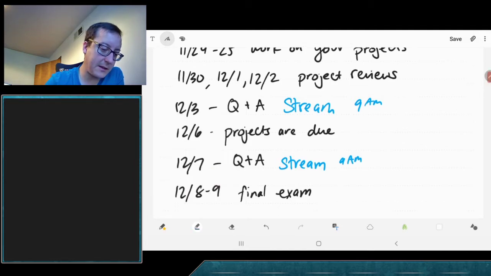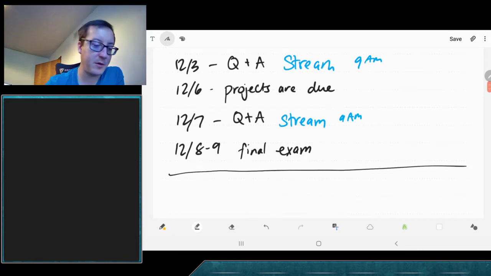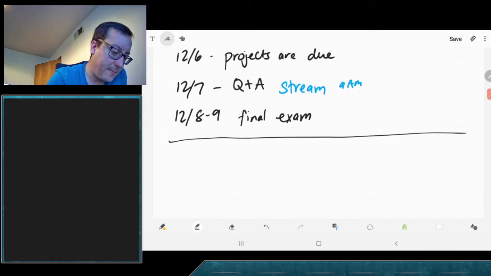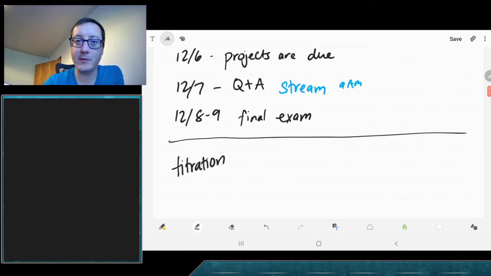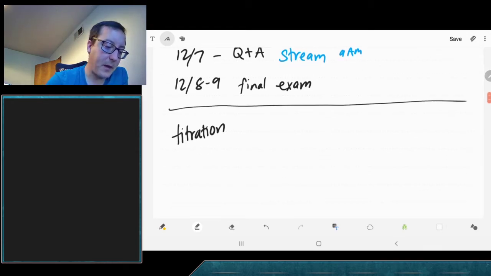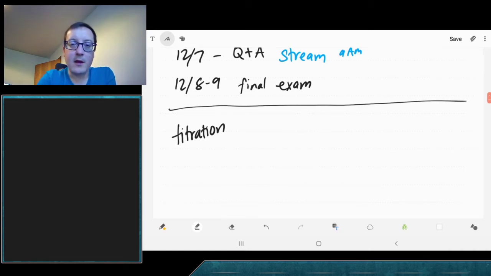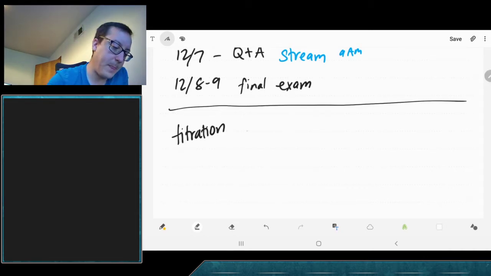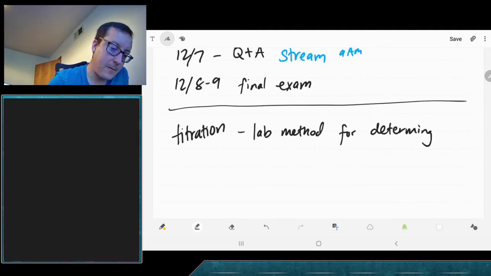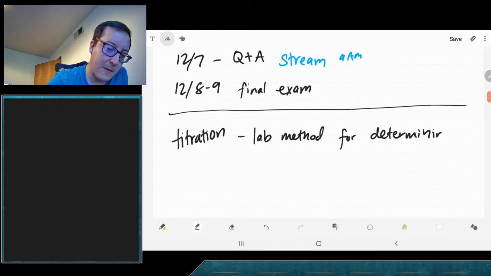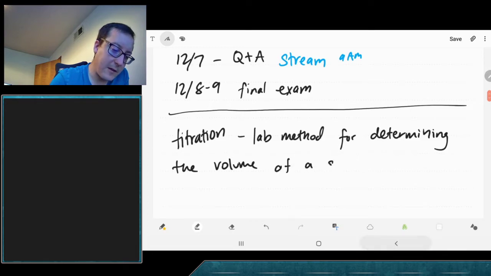Alrighty, with that, let's go ahead and talk about our last couple of topics here. One that you might be using for lab, I think at least one of your groups is using this technique, which is called titration. It's a lab method for determining the volume of a solution needed to react.